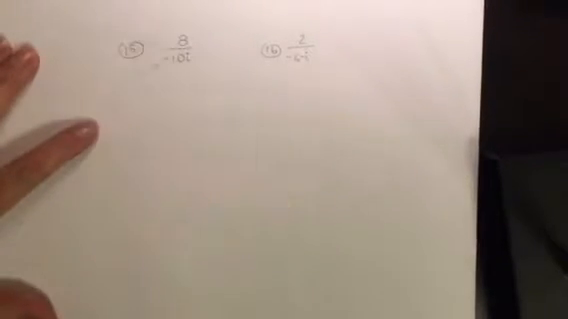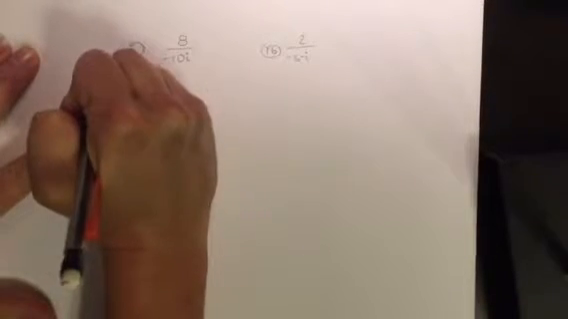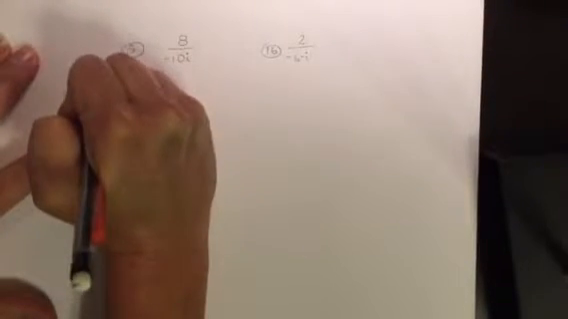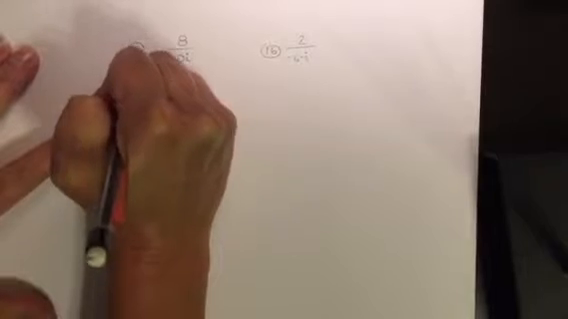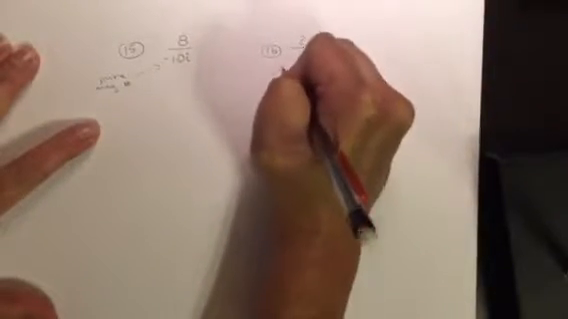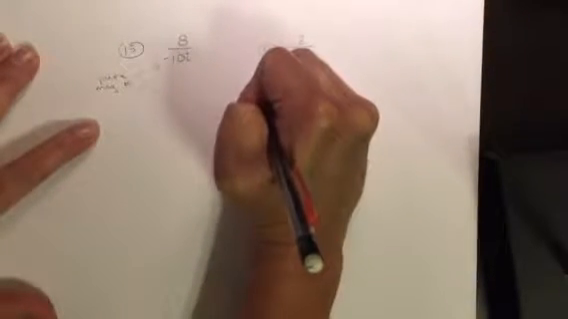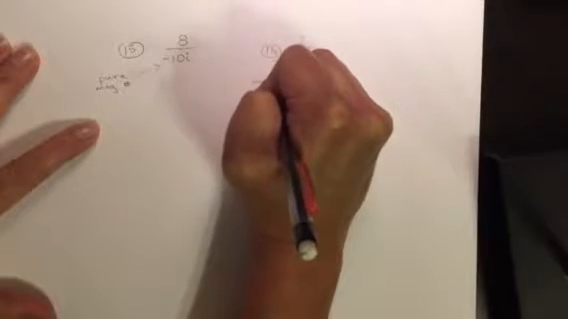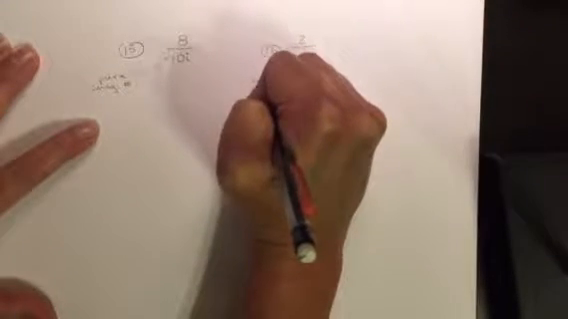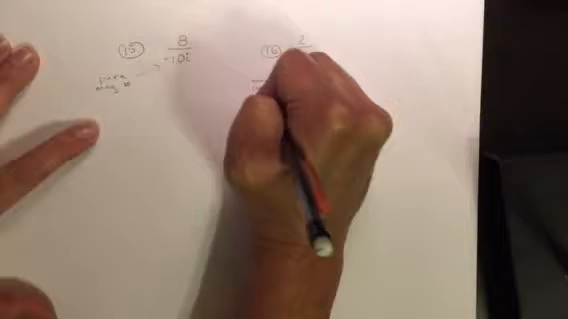Okay, numbers 15 through 18 on the Unit 3 review. These are the problems that are dividing with complex numbers or dividing with pure imaginary numbers. This example, number 15, the denominator has a pure imaginary number. And number 16 is an example where the denominator has a complex imaginary number.